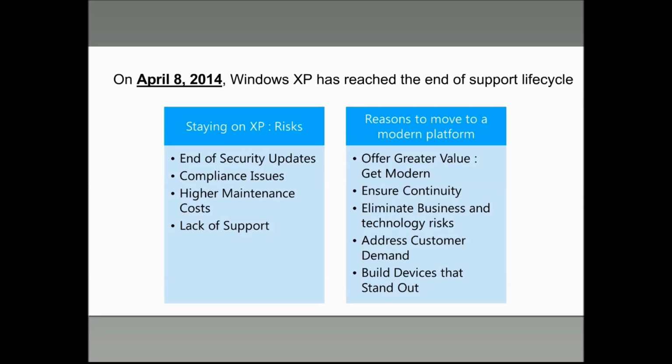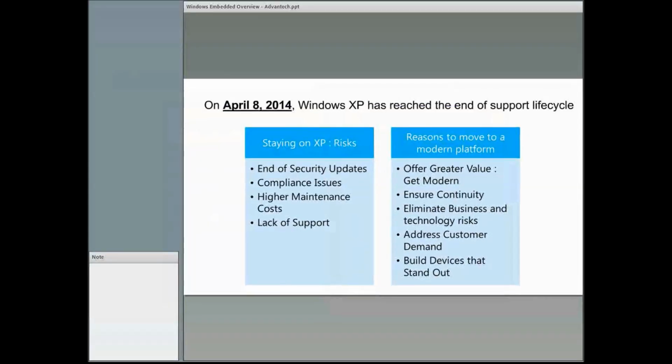That said, there is a lot of risk in staying on XP, right? It's not only the end of the security updates, it's also compliance issues. It's the maintenance cost of the platform that's going to rise very rapidly, but also lack of support for a new chipset. You know, if you want to do a Bay Trail based platform with Intel, well, XP will not be supported. If you want to use new communication techniques, and we'll go into that, XP will not support that.